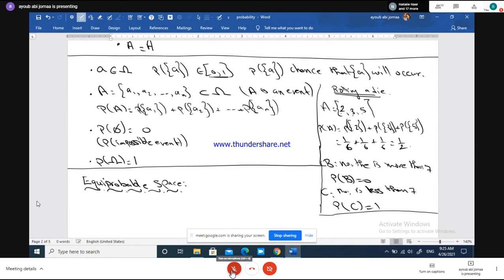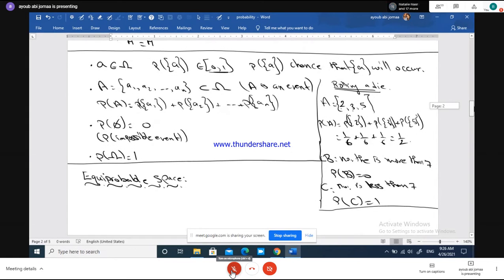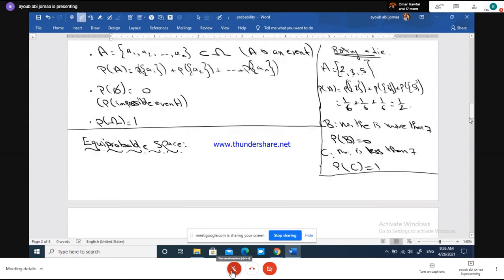Rolling a die is an equiprobable space. That is, the sample space of the experiment of rolling a die is what we call an equiprobable space. Here we say that a sample space is equiprobable, or uniform, if each outcome, or all the outcomes, have the same probability to occur.